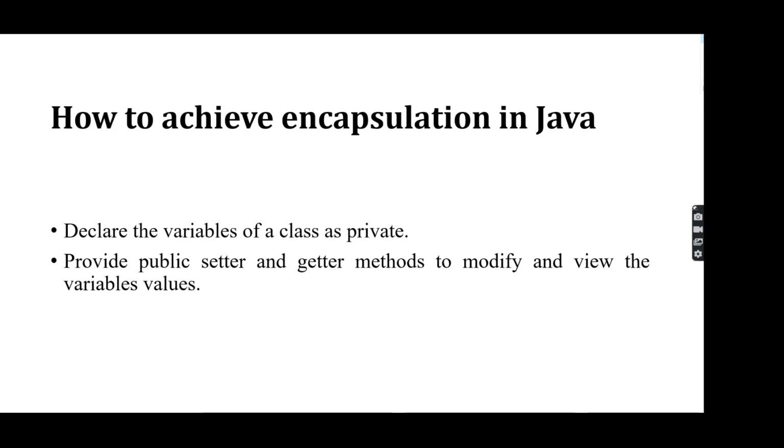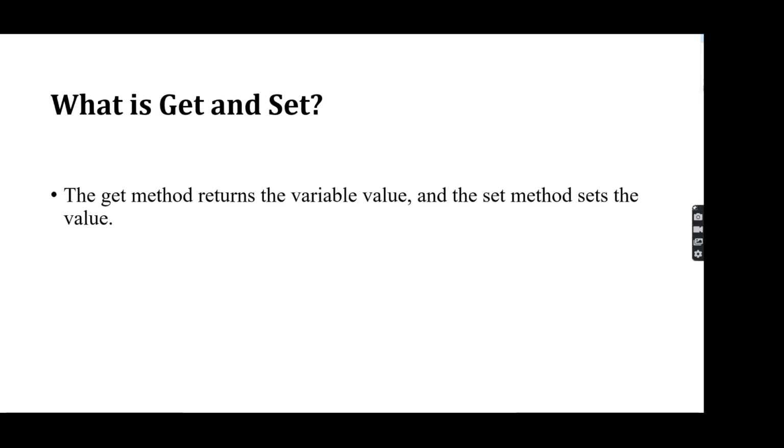How to achieve encapsulation in Java? Declare the variables of a class as private. This is the one. Okay, this is private. How can you access those private variables? Of course, using getter and setter methods, we access the values and set the values. What are get and set? Get means we retrieve the values. What is set? If you want to set the values, you use the set method.